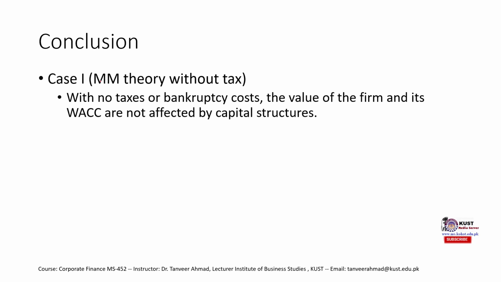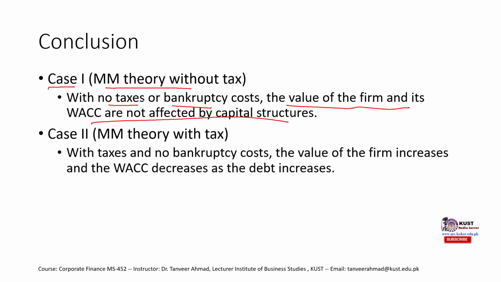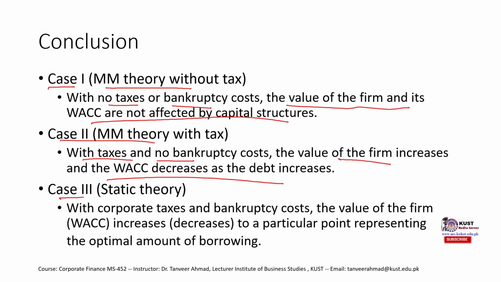So the conclusion is that case 1, MM theory with no taxes or bankruptcy cost, the value of the firm and its WACC are not affected by capital structure. So debt or capital structure is irrelevant. Case 2, MM with taxes and with no bankruptcy cost, the value of the firm increases and the WACC decreases as we increase debt. And the last case, the static theory with corporate taxes, now we include tax, and we assume there is bankruptcy cost, the value of the firm increases, and the WACC decreases to a particular point, which is the optimal amount of borrowing.